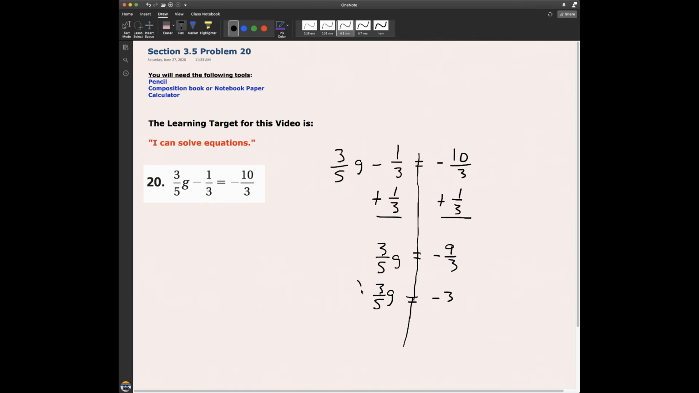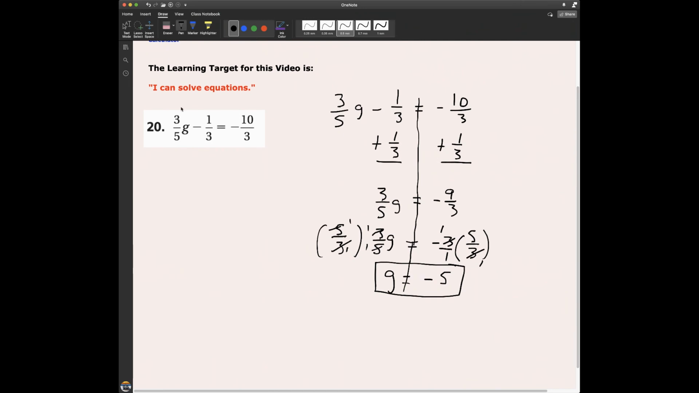To get g by itself, I'm multiplying g by a fraction, so let me multiply by the reciprocal. Here is the reciprocal, 5 over 3. And I do that so that all of these values cancel each other out, and I get g by itself. And over here, things are canceling out as well, and I have negative 1 times 5, which is just negative 5. All right, and so there's the answer to my problem.